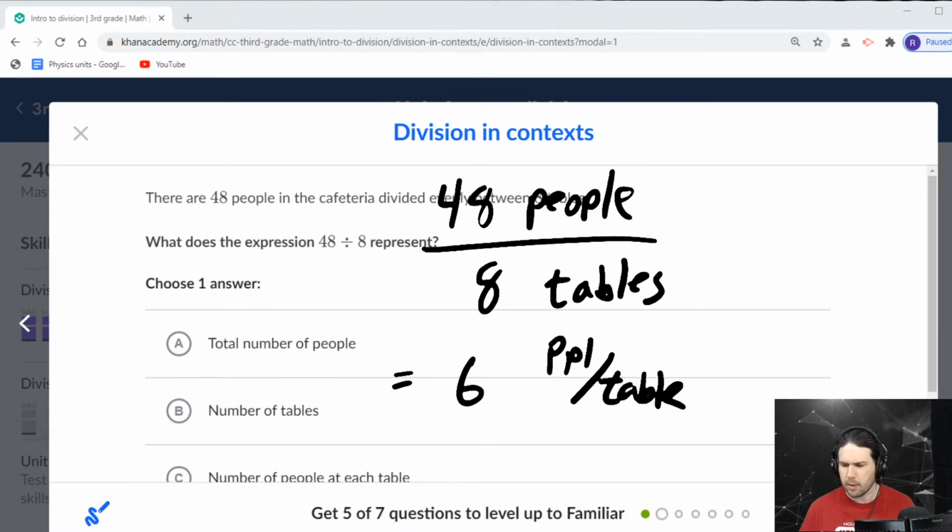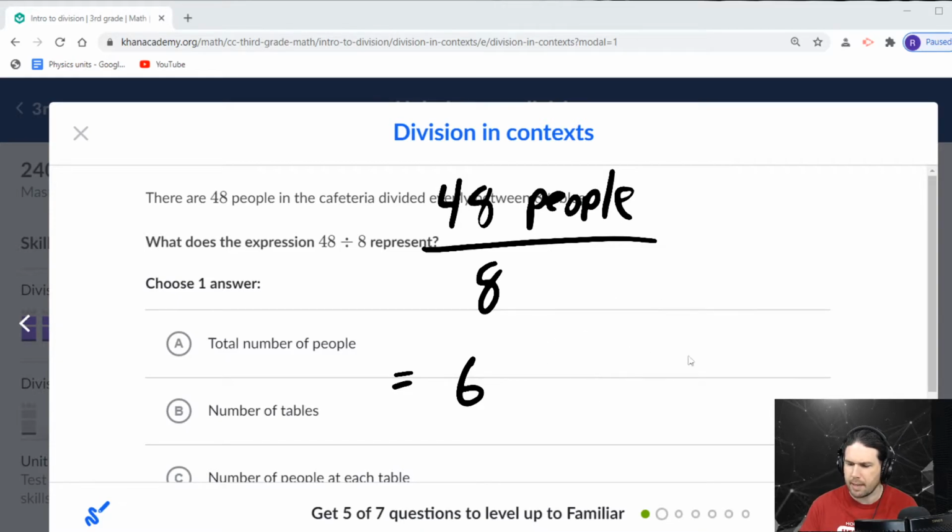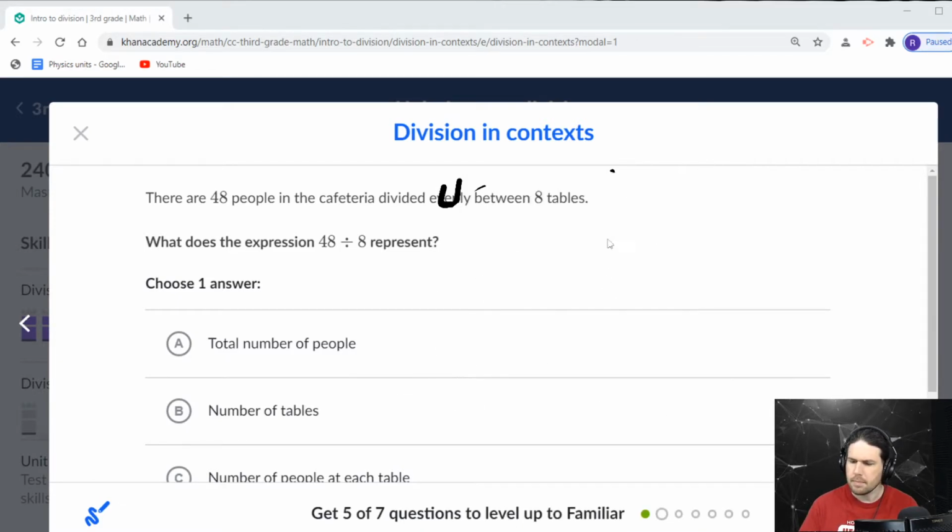I think I got that backwards, though. I think it's actually 8 people per table. No, it is 8 tables. Yeah, so it's the number of people at each table. Yeah, I got it right.